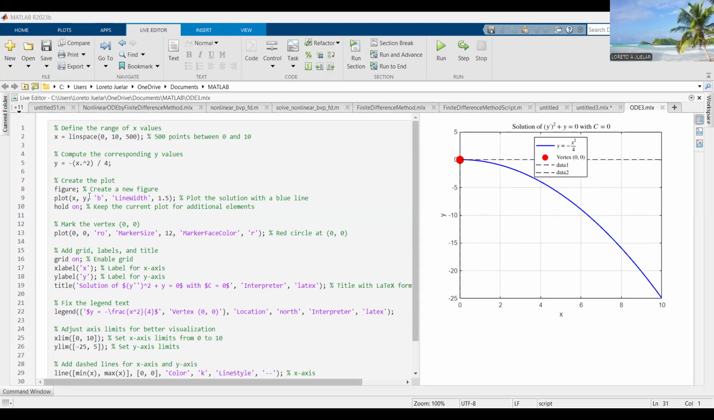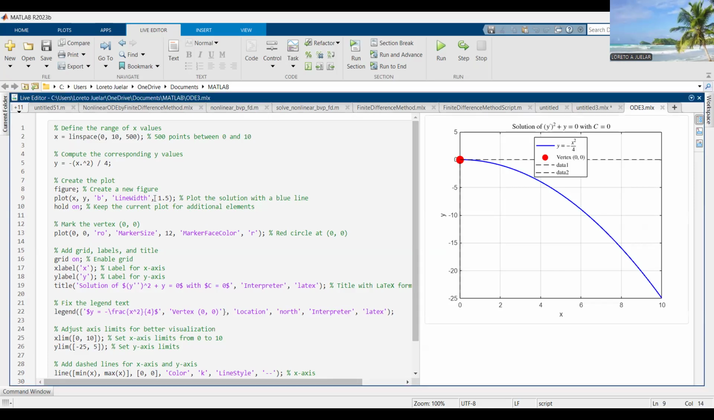So we have figure to create a new figure here. Then we plot x, y, where b stands for blue, and the line width is equal to 1.5. So we plot the solution with a blue line here. Hold on means keep the current plot for additional elements.